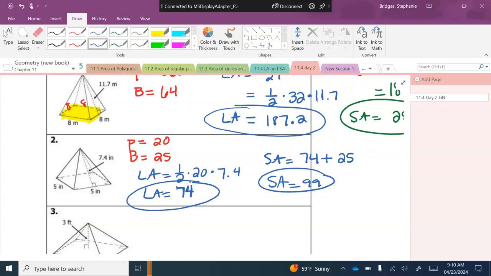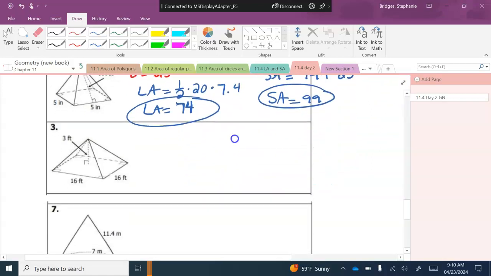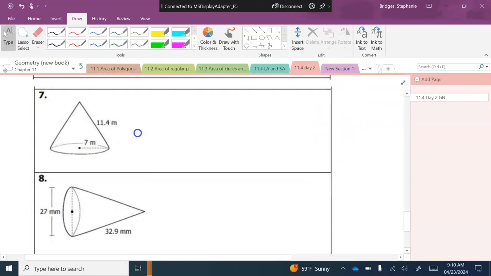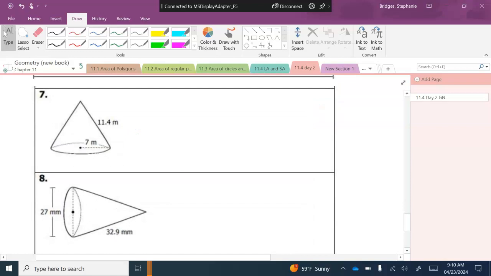For this, you do the same thing. Is everybody okay with number 2? All right. For time's sake, we're going to skip down to number 4. All right, number 7. Number 7. I do that. I'm about to tell you.